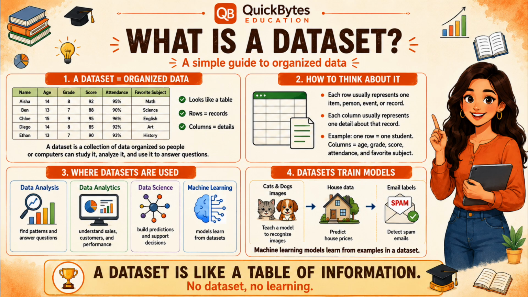A machine learning model does not magically know what to do. It learns from examples. Those examples come from a dataset. For example, if you want a machine learning model to recognize pictures of cats and dogs, you need a dataset with many cat and dog images. If you want a model to predict house prices, you need a dataset with houses, prices, locations, bedrooms, bathrooms, and other details. If you want a model to detect spam emails, you need a dataset with emails labeled as spam or not spam. So, a dataset is basically the training material for machine learning.